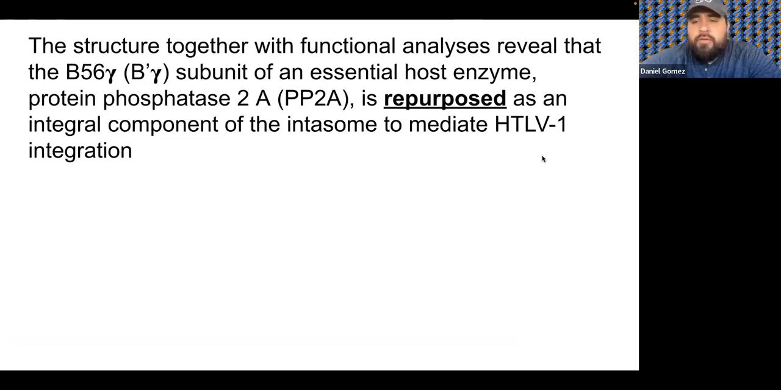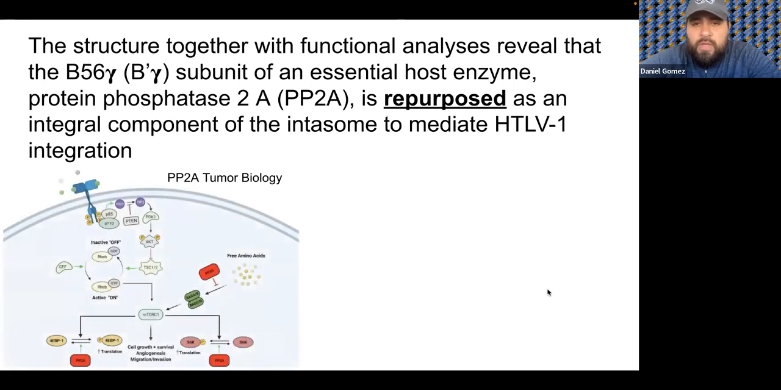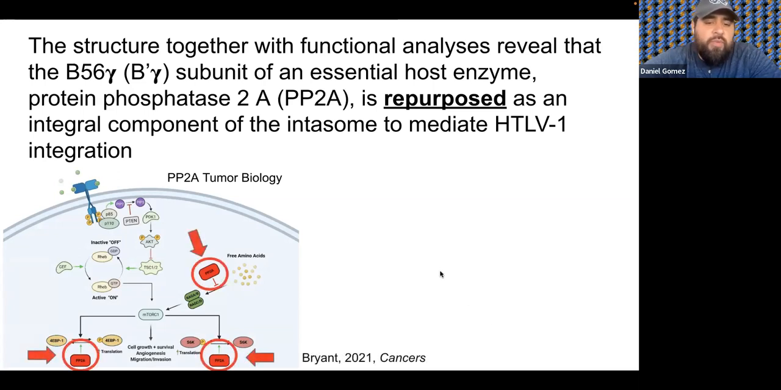The structure together with the functional analysis revealed that B56 gamma, or B gamma subunit, of an essential host enzyme, PP2A, or protein phosphatase 2A, is repurposed and is an integral part of the intasome to mediate HTLV-1 integration. Looking at this essential host enzyme, it's involved in tumor biology. So we can see it here in this pathway, it being involved.